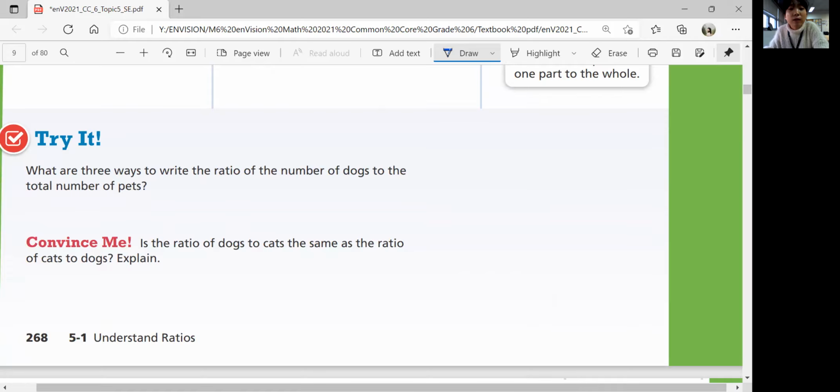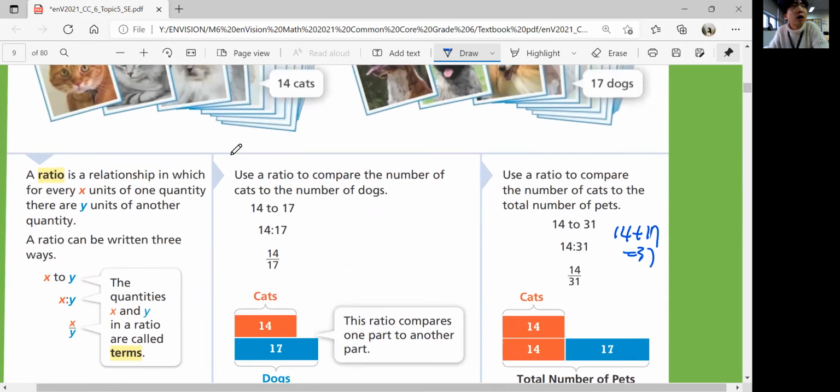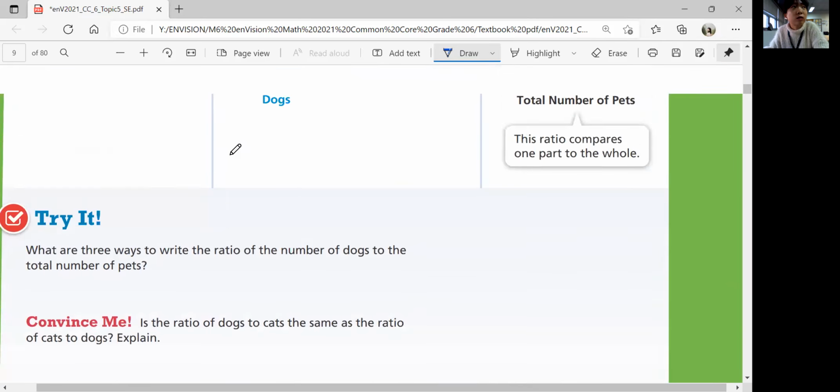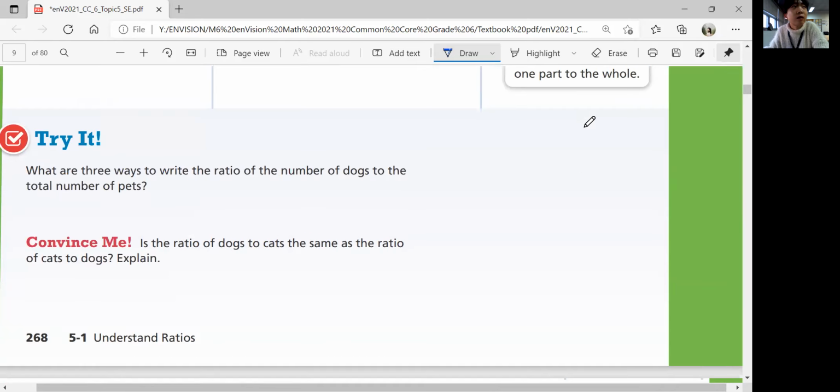What are the 3 ways to write the ratio of the number of dogs to the total number of pets? The dogs are 17, the total number is 31. So 17 to 31 is one way. Another way, 17 dot dot 31, you read it 17 to 31. And then you have 17 over 31.